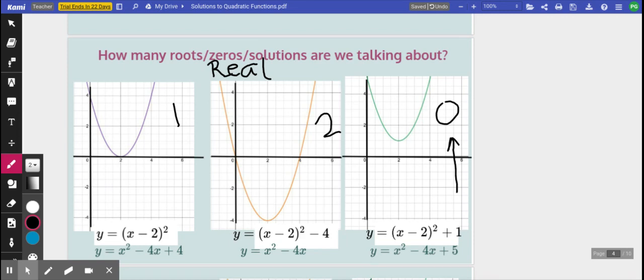So if you look at the equations that correspond with each type of solution, when we just have a perfect square trinomial or a binomial squared, there is only one solution. If we have a non-perfect square trinomial, you can either have 2 or 0 solutions.